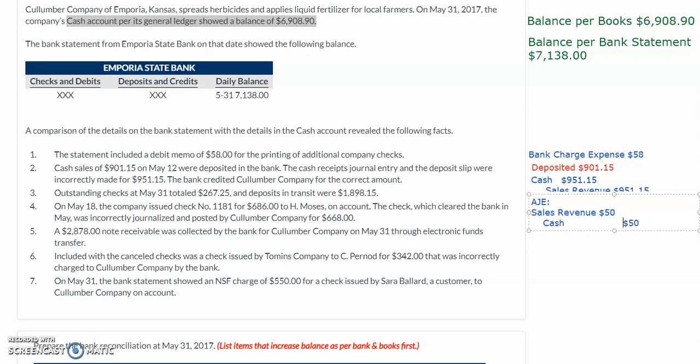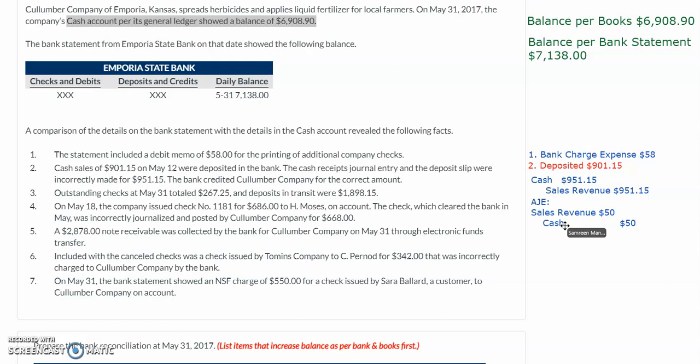So you can see that we're going to need to record an adjusting journal entry, and this will be for part 2 of our reconciliation. So I'm just going to be making a couple of notes here just so we can keep track. Number 1 was the bank service charge expense. We need to record that journal entry. For number 2, this was for the deposit. So we need to record an adjusting journal entry. This also affects part 2 of the reconciliation.